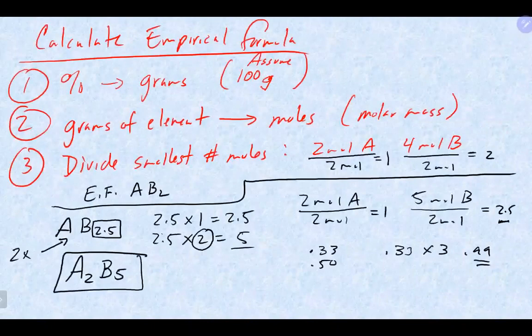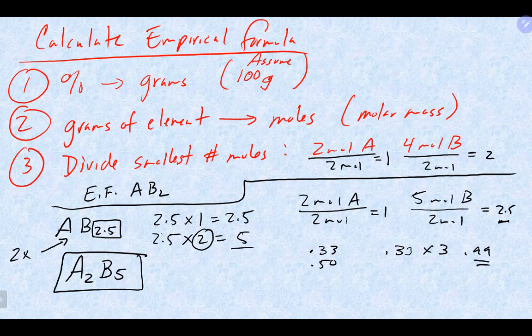Where we just finished up, we talked about the steps to calculate an empirical formula, and a reminder that these are really the steps that you want to follow. If you're given the percentages, you can assume 100 grams and turn them into grams. You definitely want to convert grams to moles using the molar mass, and you want to always divide by the smallest number of moles. So when you're calculating an empirical formula, it's always the smallest number of moles.